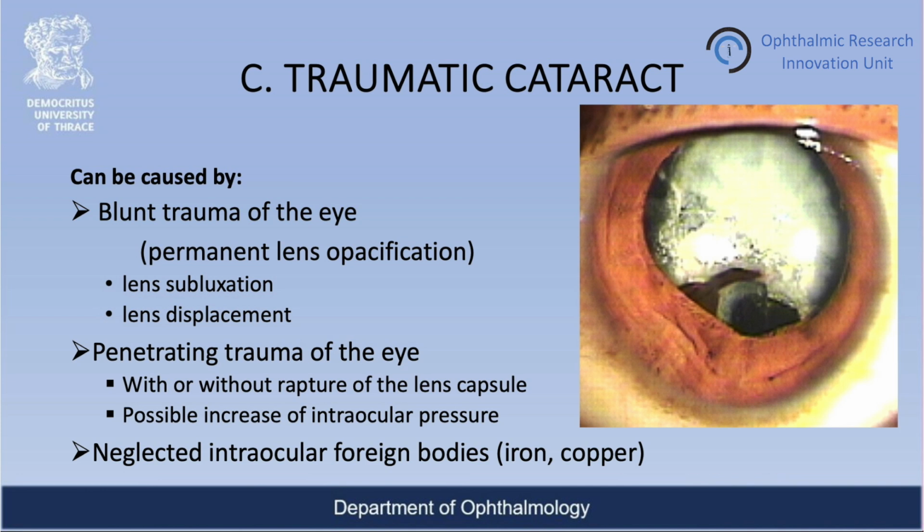If lens material enters the anterior chamber, it may trigger a reaction in the anterior chamber and increase intraocular pressure. Additionally, neglected intraocular foreign bodies, such as iron and copper, often cause lens opacification and damage to other intraocular tissues: siderosis, calcosis.